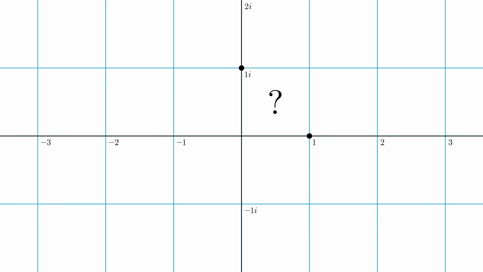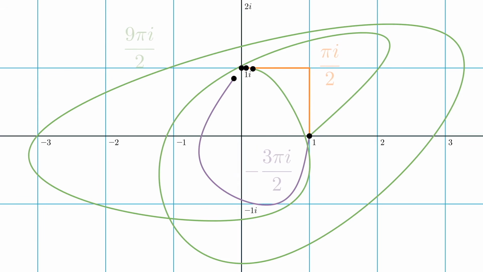The key to making sense of this is a concept we introduced in the previous video: paths. Instead of just specifying the start and end points of 1 and i, we also need to specify how we get from 1 to i. Here are several different paths from 1 to i that we could choose. I'll go ahead and label each path with the value of the integral of 1 over z dz over this path, just to show you that once we've made sense of the idea of this integral, it will in fact depend on which path we choose.